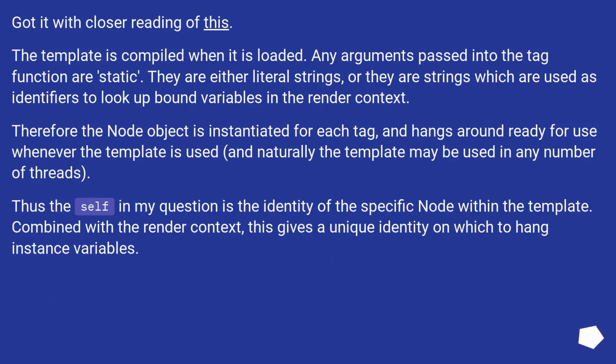Got it with closer reading of this. The template is compiled when it is loaded. Any arguments passed into the tag function are static. They are either literal strings, or they are strings which are used as identifiers to look up bound variables in the render context. Therefore the node object is instantiated for each tag, and hangs around ready for use whenever the template is used, and naturally the template may be used in any number of threads. Thus the self in my question is the identity of the specific node within the template. Combined with the render context, this gives a unique identity on which to hang instance variables.